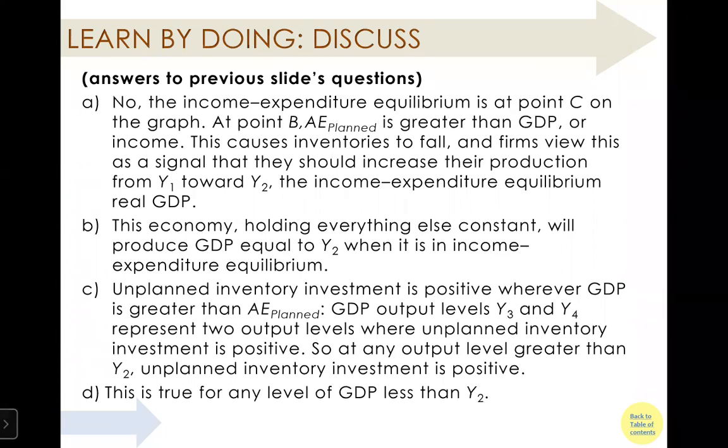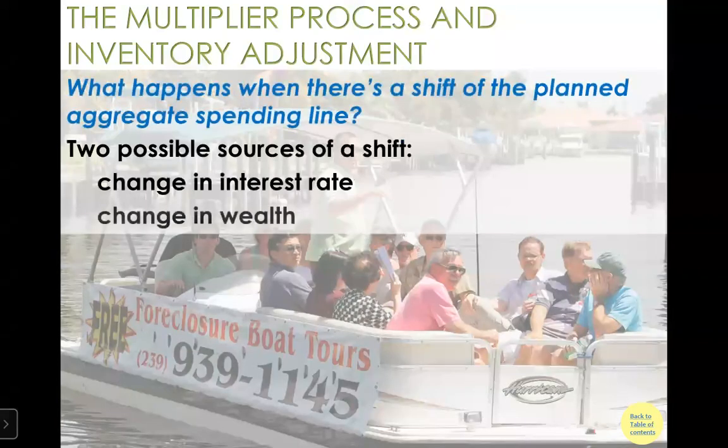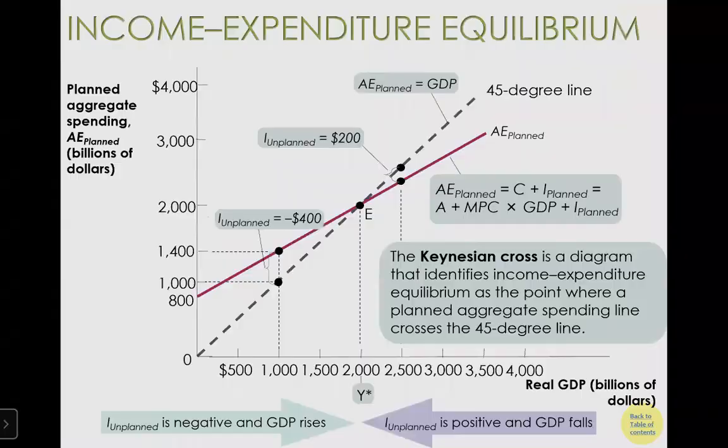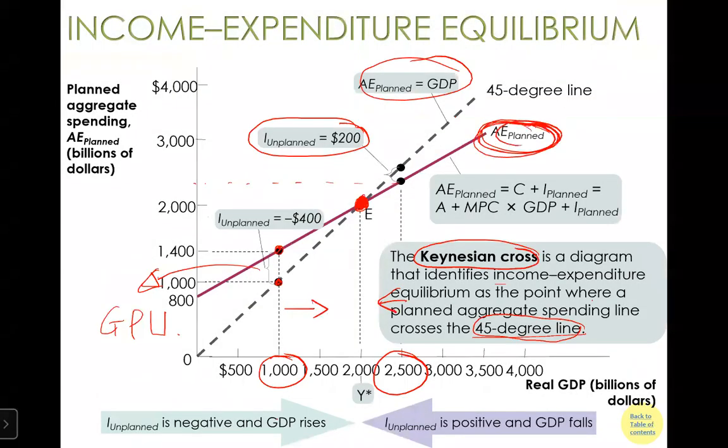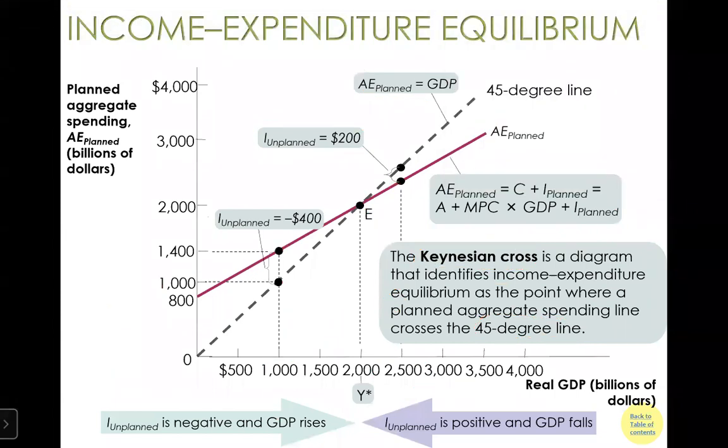So you can just read them a little bit more carefully. Now, you may be wondering what can cause the AE curve to shift. And why we care about that is because, let's go back to the previous slides. If this curve shifts up, that's going to lead to a different equilibrium. Same example, the equilibrium will go to here. On the other hand, if the curve shifts down, we'll go to here. So we are interested in seeing what factors can cause this curve to shift.